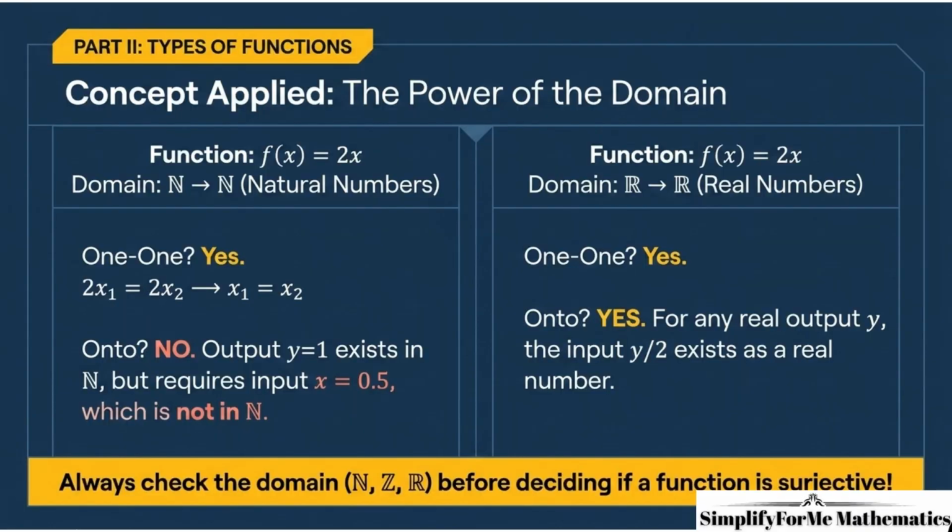This slide shows how the domain can completely change the nature of a function. Take the function f(x) = 2x. If the domain is natural numbers, the function is 1-1, but not onto, because values like 1 cannot be obtained. But if the domain is real numbers, the function becomes both 1-1 and onto.